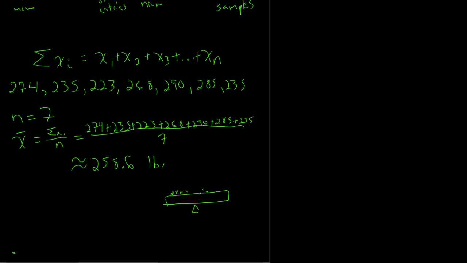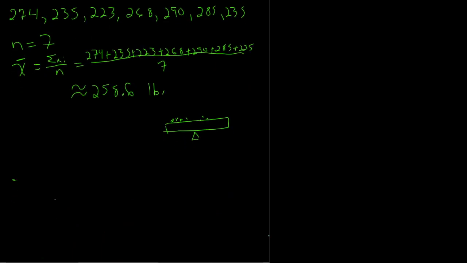So we want to take our data and list it in order, because the median is the middle of our ordered data. The data we had was 274, 235, 223. So what I do is look for my minimum, which is 223. That's going to be my first value. Then I look for my next value, which is 235. I'll write down 235 next, and I have two of those, so two 235s.